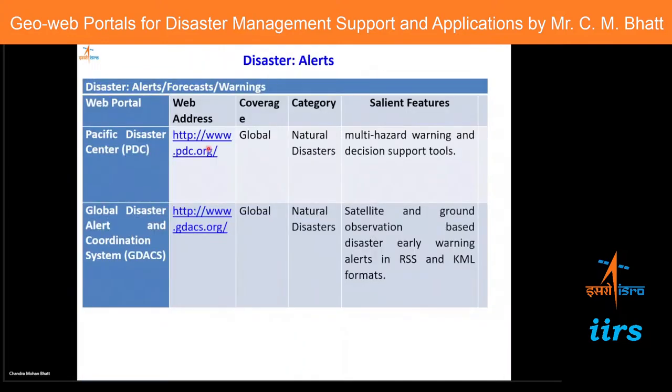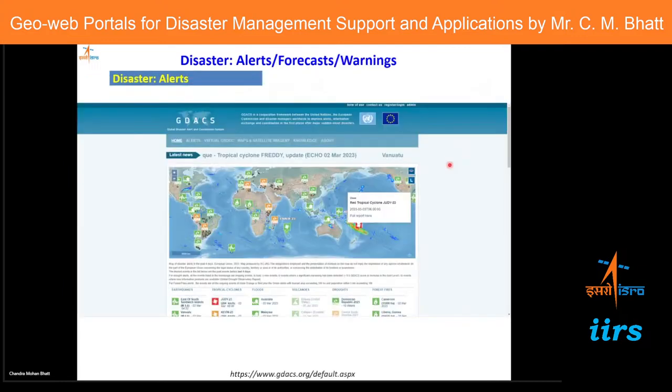Next, there is one more site, PDC. You can click on this site. I'll share this site, and you can see they also provide multi-hazard warning and decision support tools for all data, not only atmospheric, but all major disasters that are happening around the globe are put into their web portal. It is basically an alert site. The moment they get the forecast, they put it over there, or events like earthquakes which happen, they put them on their portal. You can even subscribe to their site to get alerts in your email.